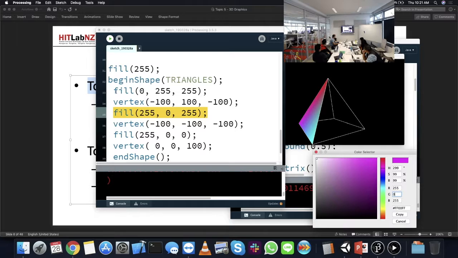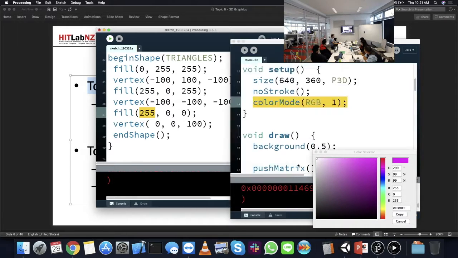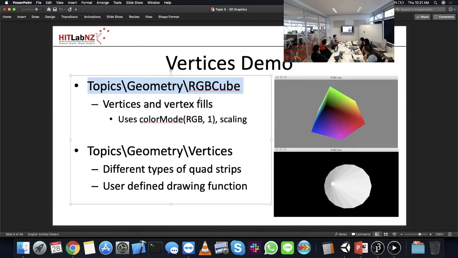So if this one here, the cyan, is the bottom left, this vertex here is the bottom right, and finally fill 255, so red 255, green 0, blue 0 is red, and that will be our point at the peak of the pyramid here. So we can actually fill in each colour individually. We don't have to use one overall colour, and that's exactly what's happening in this RGB Cube demo.